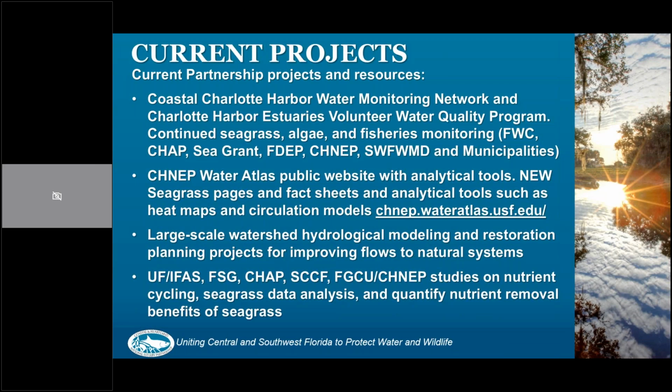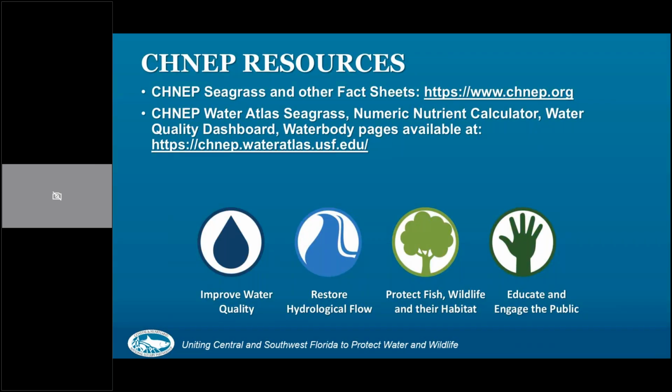Many thanks to our partners for the data we already do have. And I just listed here some of the examples of seagrass and water quality monitoring throughout the region. And with that, here are some available resources on chnep.org. You can see we actually built out some seagrass fact sheets to help the public and policymakers better understand what's going on in our region, as well as some of the new pages that we're rolling out on the CHNEP Water Atlas.